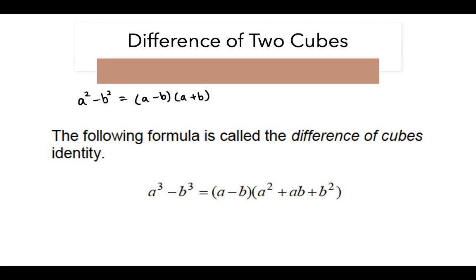On the other hand, we have a difference of cubes. If it's a minus b, you write it first, and then you do a squared plus ab plus b squared. So that is the most factored form. You can't factor anything further than that. So try to memorize the formula, and then we're going to apply it.